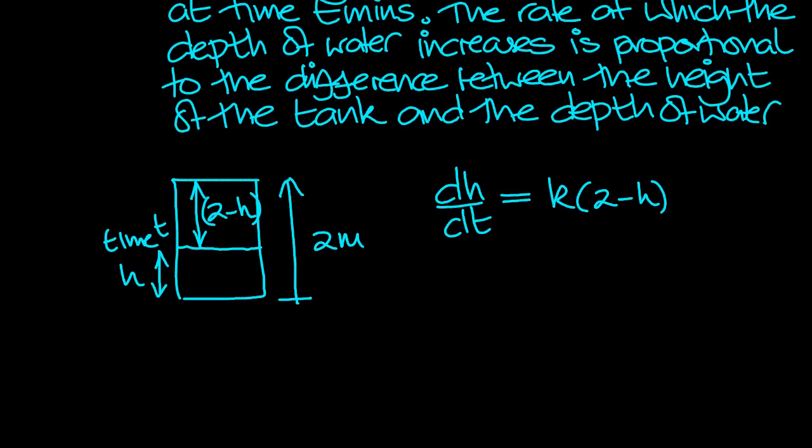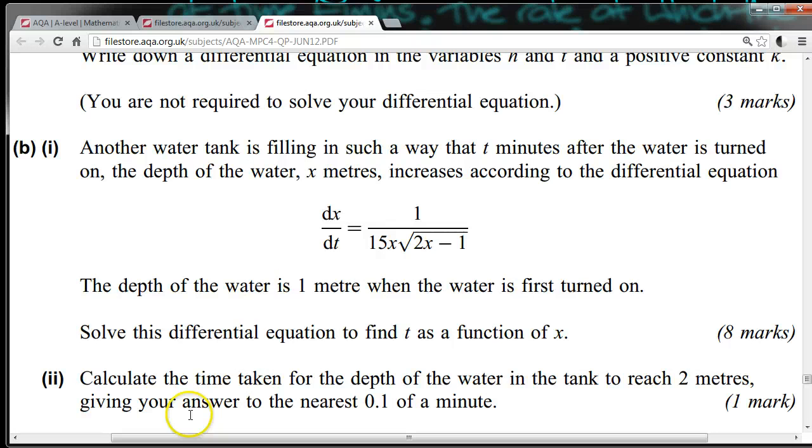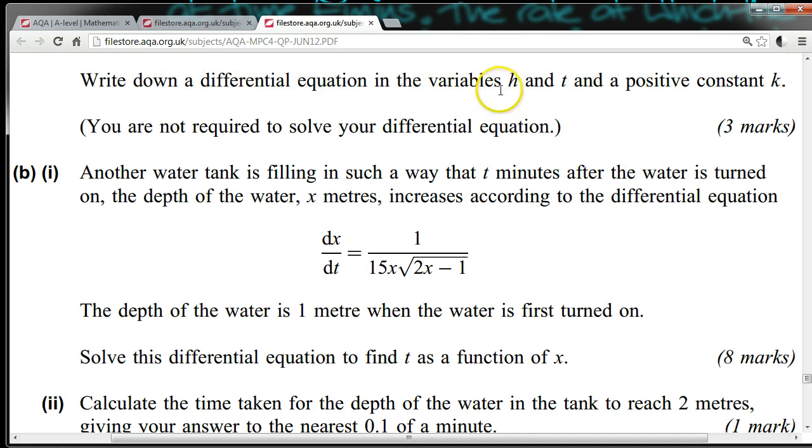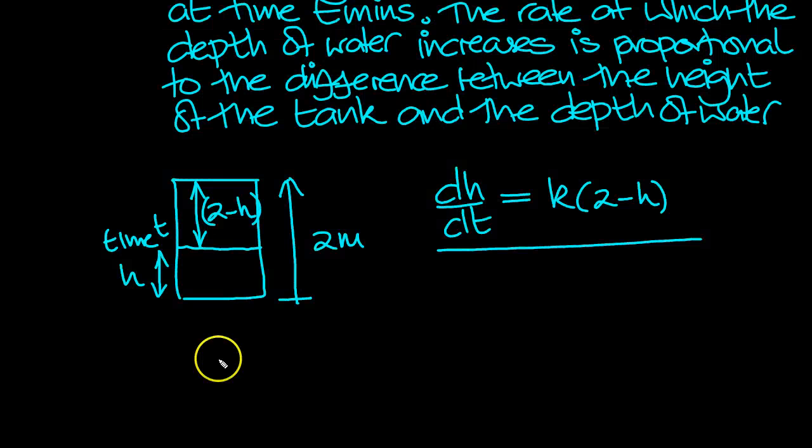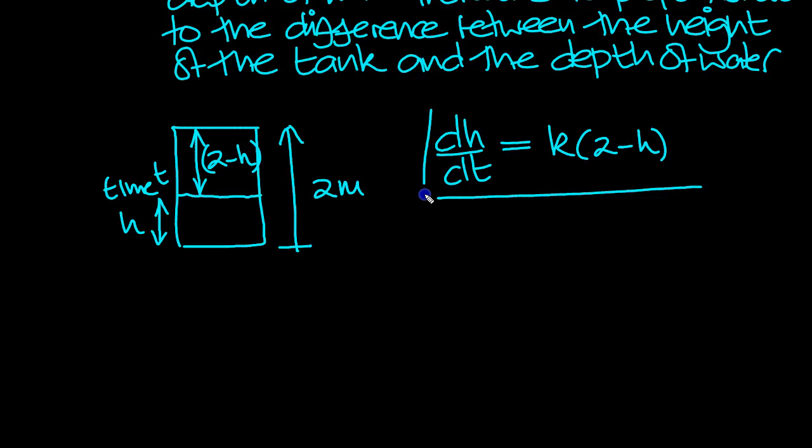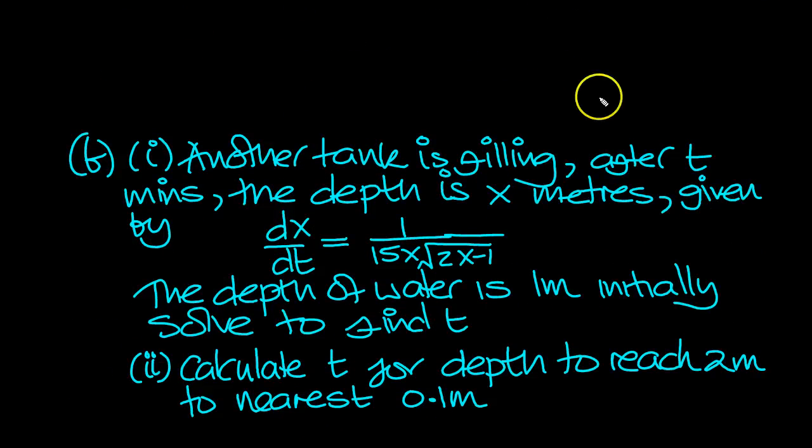Okay, so we need to write down a differential equation involving these variables. Let's look back at the question then, just to check that. Write down a differential equation in the variables h, t and a positive constant k. So we've done that bit. Now let's move on to part 2 then. So there's our differential equation. Part 2 then.